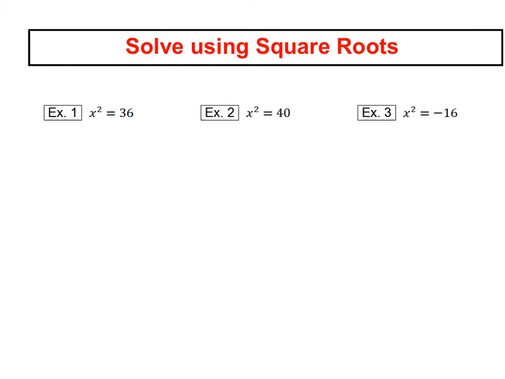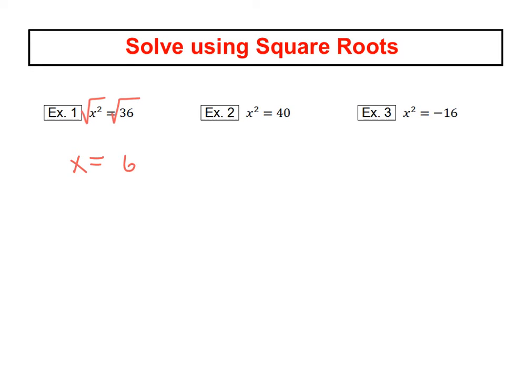Alright, in this video we're going to work on solving equations involving square roots. So our first example we have x squared equals 36. You want to get this x alone, so we have to do the opposite of squaring. You might remember from algebra that the opposite of squaring is to square root. So if we square root both sides, the square root cancels out the square, leaving us with just x. So x equals the square root of 36, which is 6.